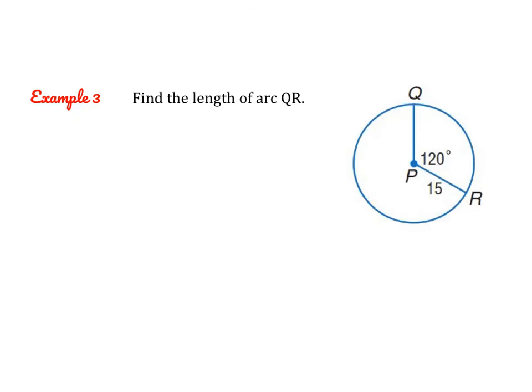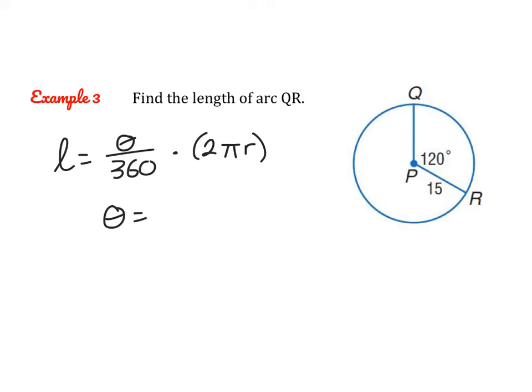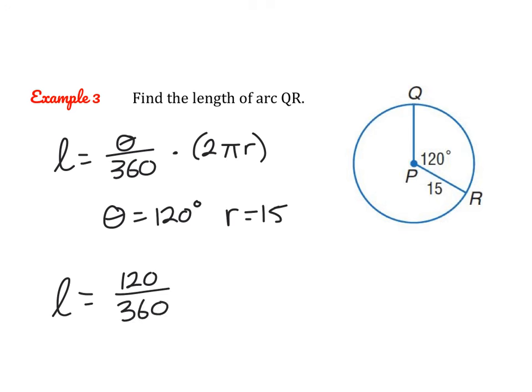So let's give this last problem a try really quick. When they ask us to find the length, I'm going to always start by writing my formula. And for this one, they gave us everything we need. We can see that that angle, the measure of our arc, is 120 degrees, so that's theta. And we can see that our radius is 15. So I'm just going to substitute those into our formula. And 2 times pi times 15 is 30 pi. And now all I need to do is simplify.